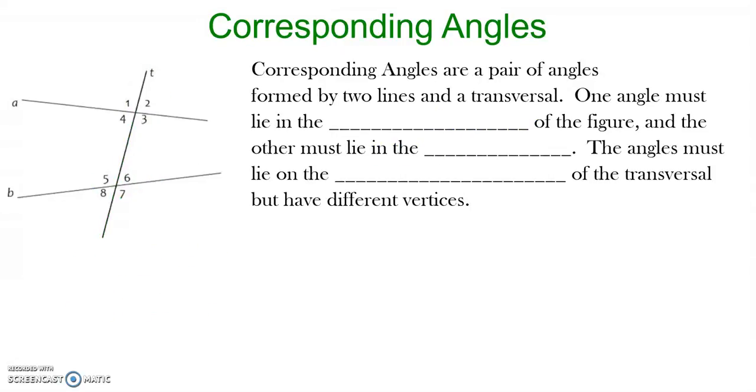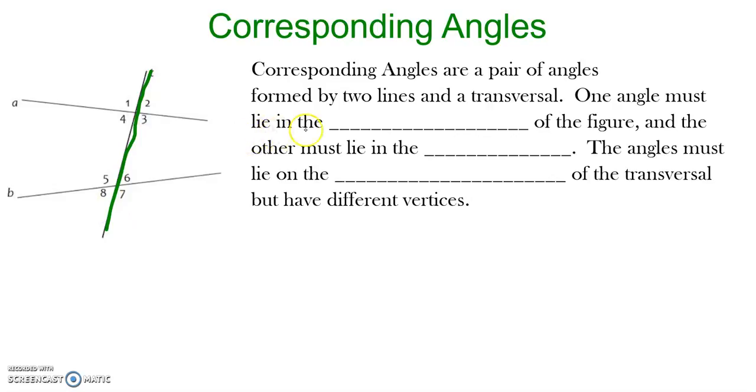The next pair of angles sometimes are easily forgotten but very important, and they're called corresponding angles. Corresponding angles are a little different than the previous two. They're still made by two lines and a transversal. So again, I'm going to highlight my transversal T.